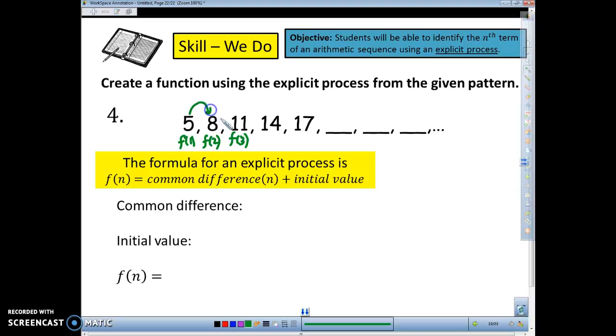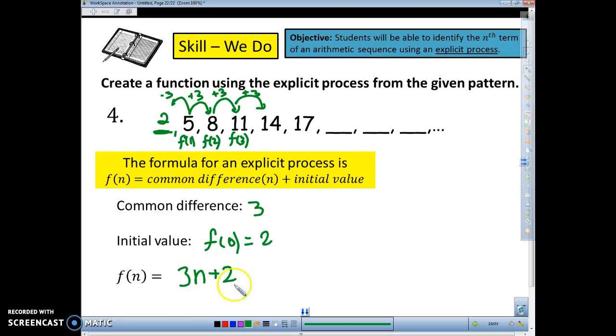Well, looking at this, I need to identify the common difference, and here we are adding 3. Every single time we add 3. So therefore my common difference is 3. And I need my initial value, which is f of 0. Now f of 0 is not given, it's this term right here. But again, going backwards, since we're adding 3 here, if I subtract 3, I will get 2. So my initial value is 2. Therefore, my function would be 3n. I add 3 every new term, and we started off with 2. So that's my function.